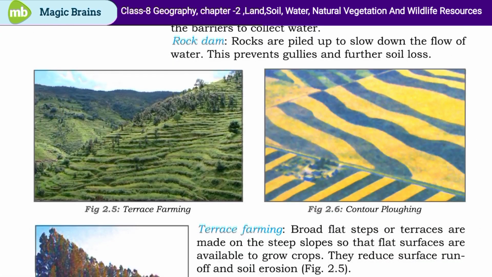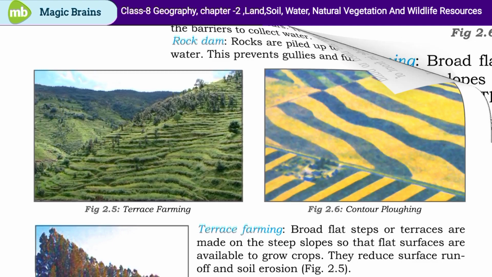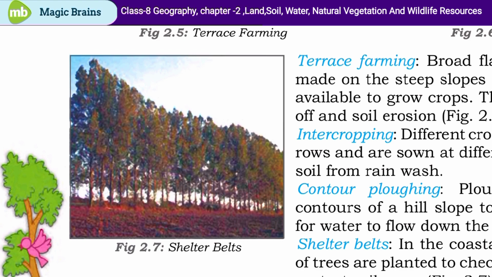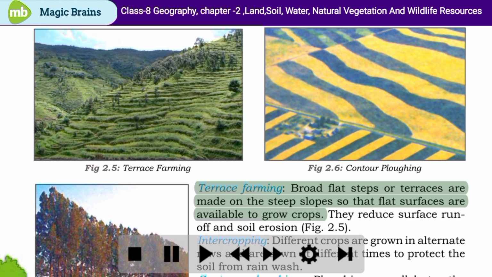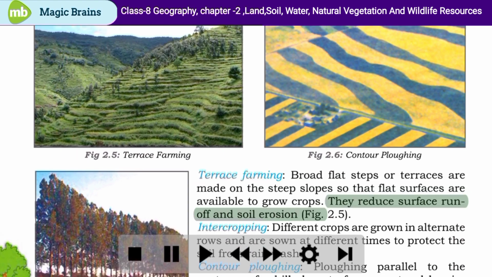3 figures are given on the page. Figure number 2.5 shows terrace farming. Figure number 2.6 shows contour plowing. Figure number 2.7 shows shelter belts. Number 4. Terrace farming. Broad, flat steps or terraces are made on the steep slopes so that flat surfaces are available to grow crops. They reduce surface runoff and soil erosion, which is shown in figure number 2.5.